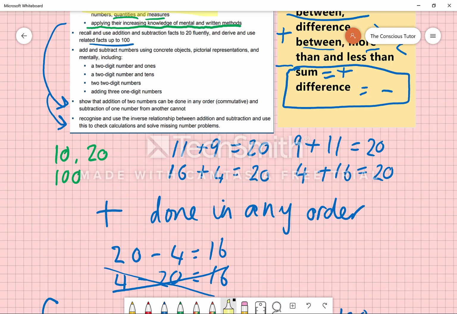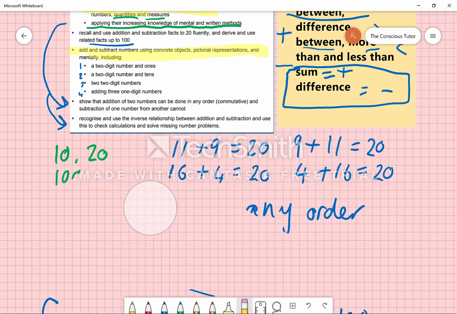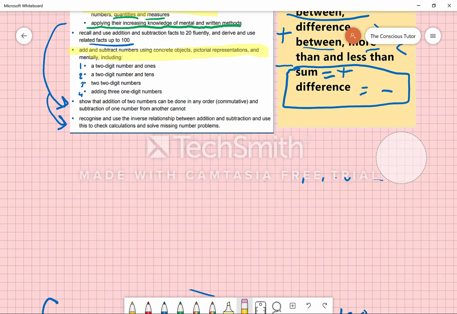The third objective here is to add and subtract numbers using concrete objects, pictorial representations, and mentally. And there are 4 types of calculations that they're expected to work out. Number 1, a 2-digit number added to a ones number. So that really is something like this. 11 plus 9 equals 20. So 11 is your 2-digit and 9 is your single digit, your 1-digit number. So that's adding a 2-digit to a single digit.